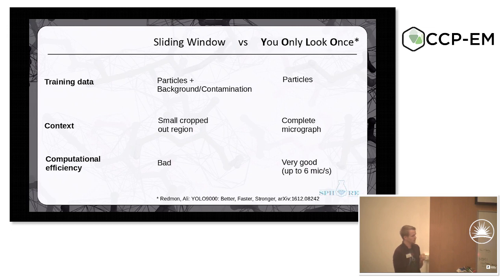The computational efficiency for the sliding window approach is rather bad because these windows that are passed through the classifier are overlapping. And therefore, it basically looks at the same position multiple times. And for the YOLO approach, this is very efficient. Right now, crYOLO can pick up to 6 micrographs per second.